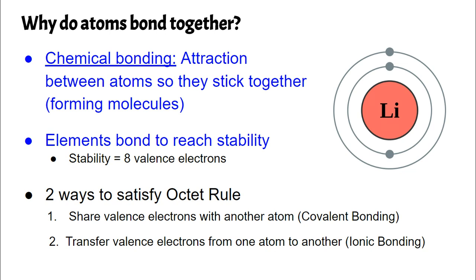So if we look at this lithium atom up here, lithium only has 1 valence electron. So it wants to reach stability by having 8. Lithium has 2 options. It can share its valence electrons, or it can donate its valence electron, depending. And we'll find out which lithium is likely to do later on in this presentation.